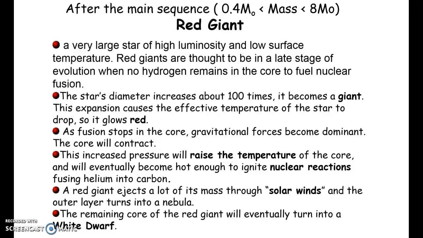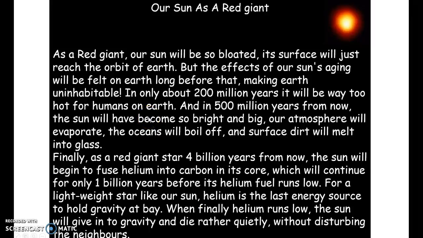The outer layers expand significantly, becoming significantly bigger. This is a much shorter phase of its life, and eventually it's going to be left with a remaining core and turn into a white dwarf. For our sun, it's going to become a red giant. The sun would become so bloated that its surface would reach the orbit of the Earth. Think how far away we are from the sun? That's how massive it's going to balloon up.